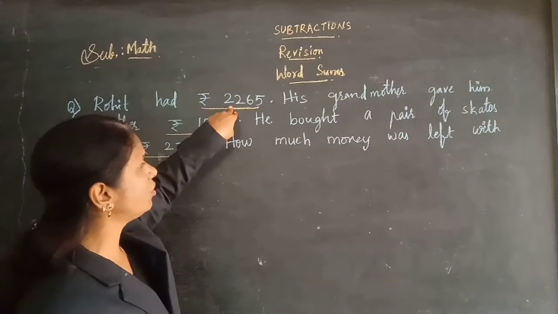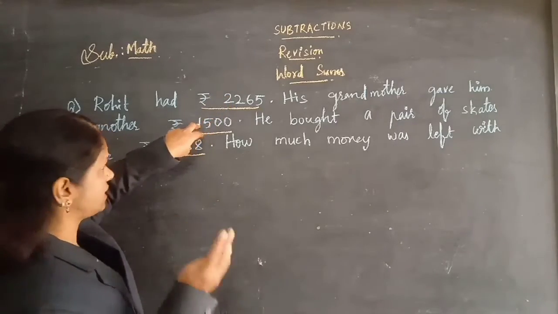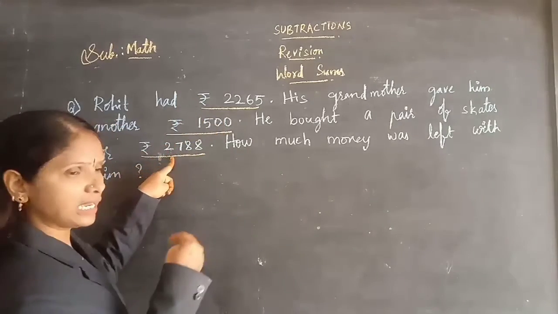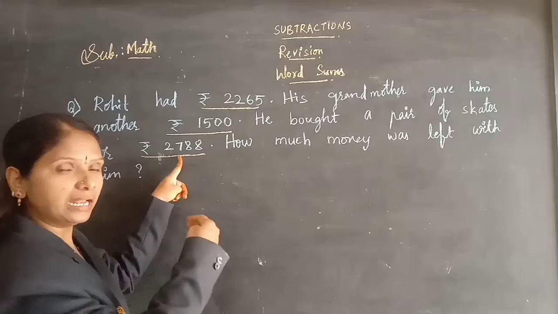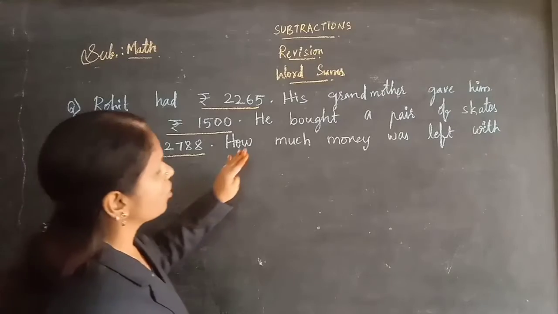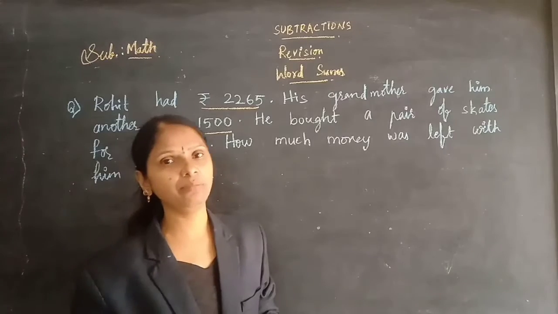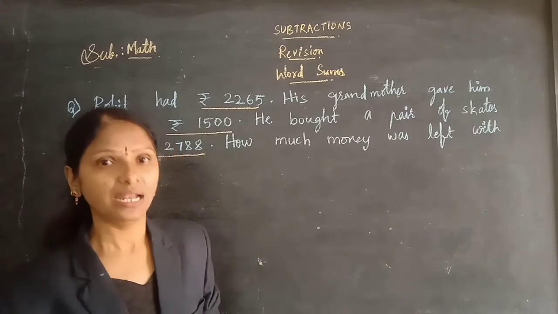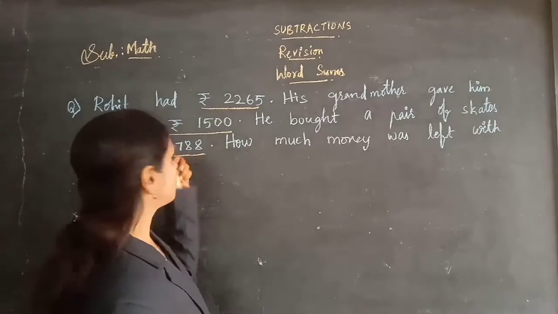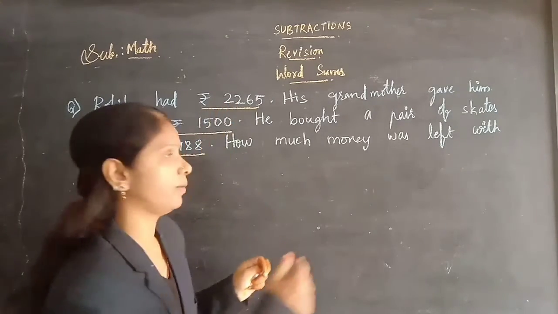And here, increasing. First he has this much amount and the grandmother has given this much amount, means his amount will increase, nothing but plus. And from this amount he purchases the skating shoes, means later his amount will decrease. Now how much money was left with him, means how much amount is left after purchasing the skating shoes? Let's find out. This problem is a combination of addition and subtraction, children. Come on, first let's arrange these numbers in form.